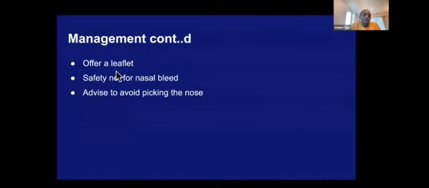Now what else? In this particular patient, offer the leaflet and safety net for any nosebleed. Picking of the nose sometimes can lead to bleeding. So avoid picking the nose, because if you feel uncomfortable in the nose, you may be forced to pick the nose. Thank you very much.